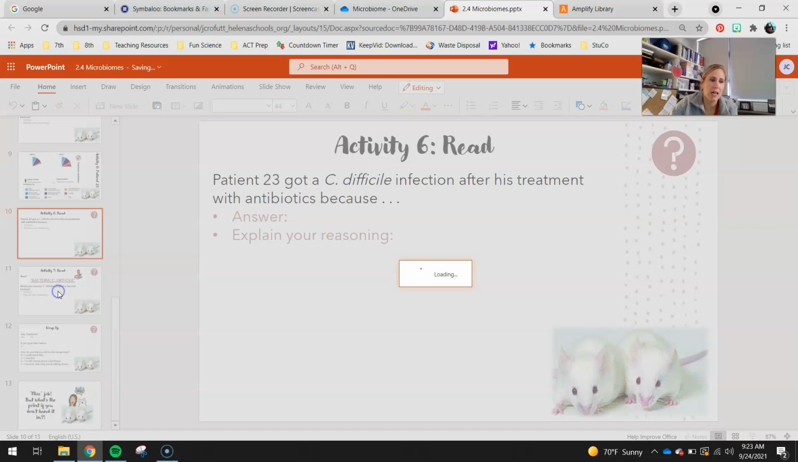Okay. Moving on to slide 11, it's your last little activity for today. You have another little article to read. This one's called Bacteria C. difficile. I sure love how slow my computer is going.